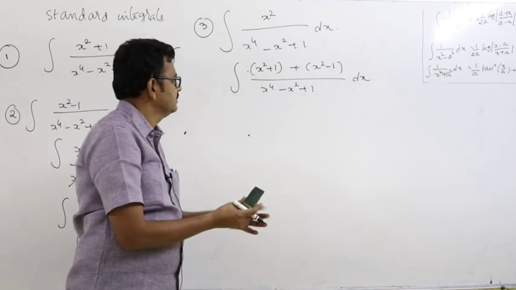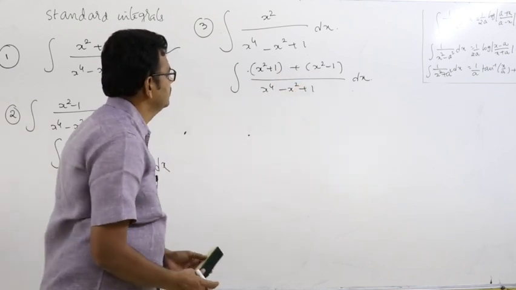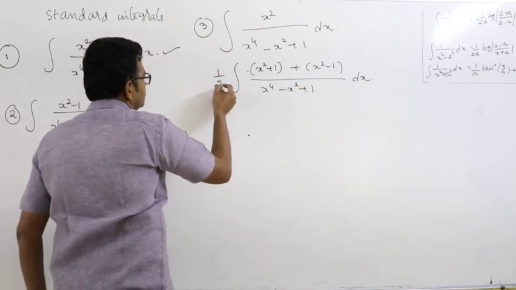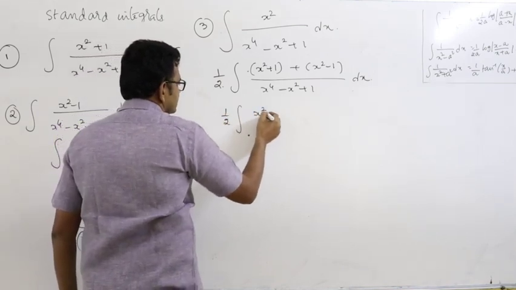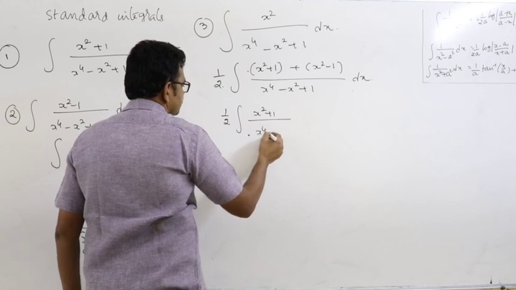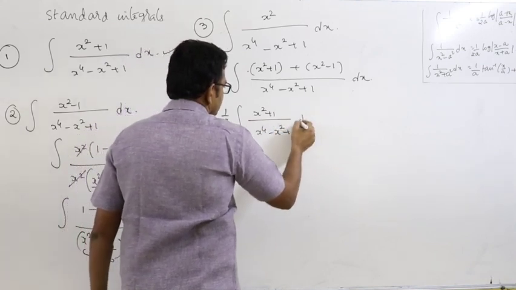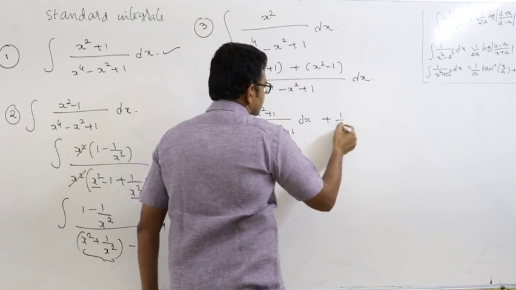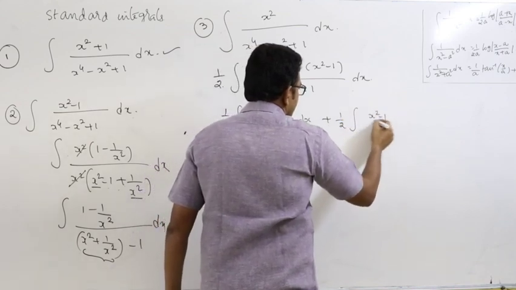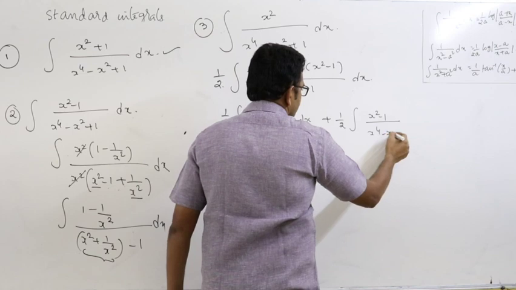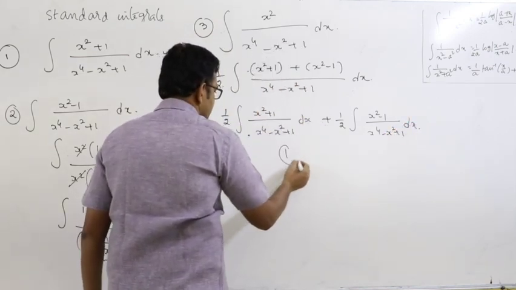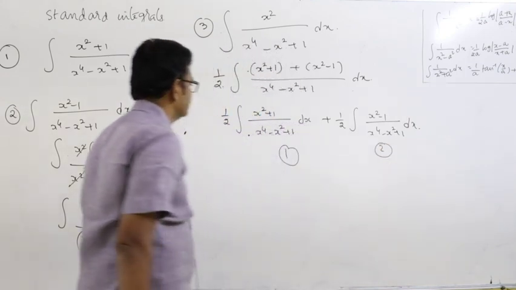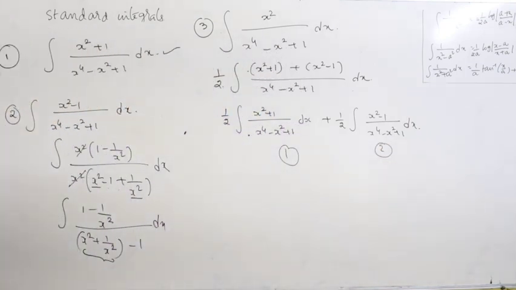x square, 2x square, 1 gets cancelled, right? 1 by 2 of integral x square plus 1 by x power 4 minus x square plus 1 dx plus 1 by 2 of integral x square minus 1 by x power 4 minus x square plus 1 dx. Again, this is the first problem and this is the second problem.